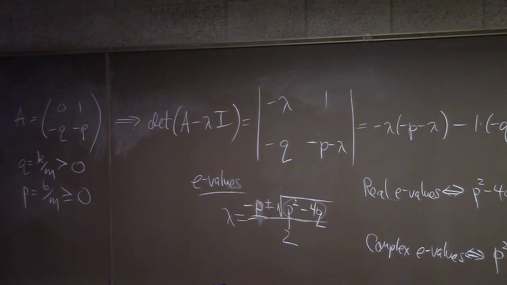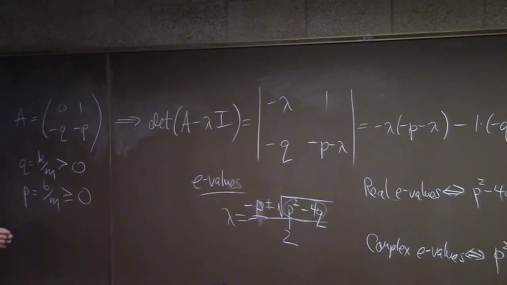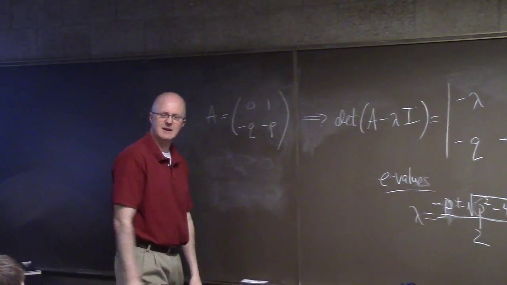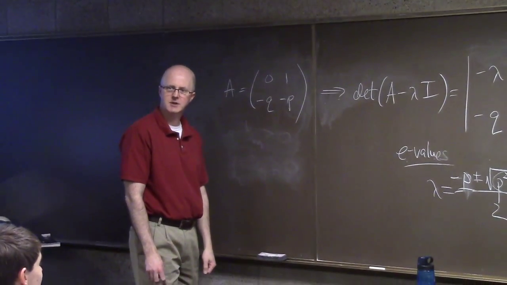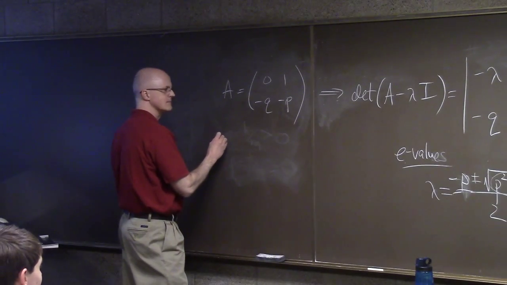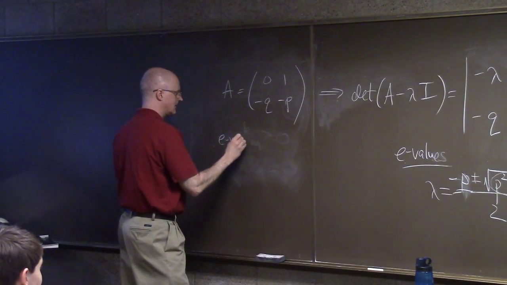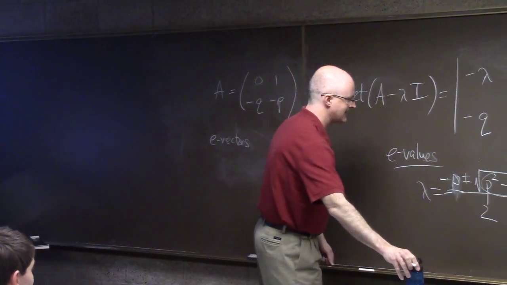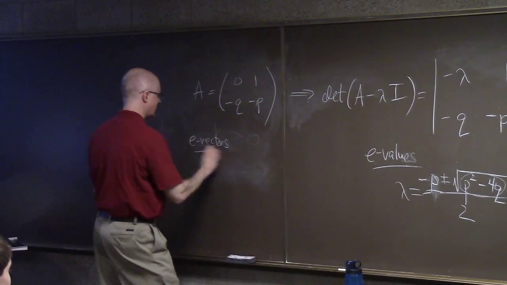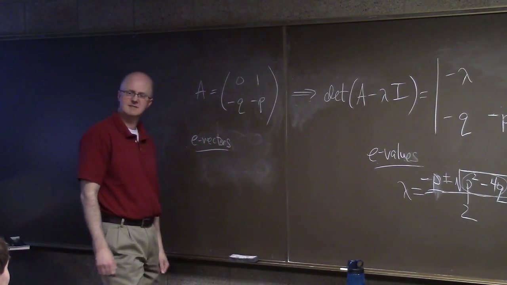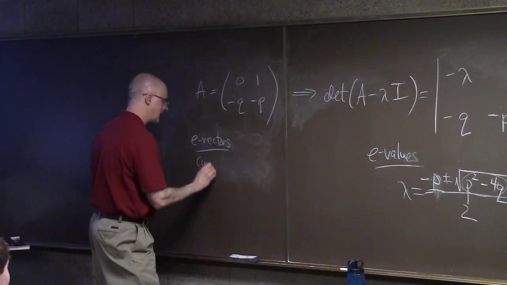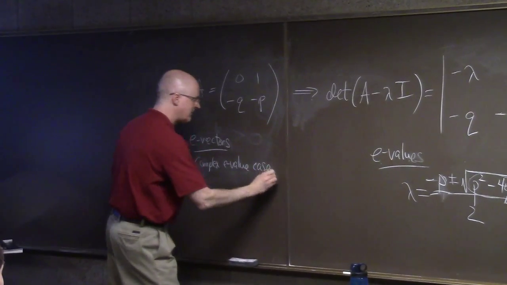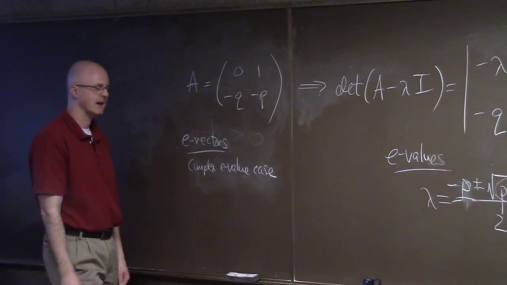What about eigenvectors? Is this worth thinking about here? Well, if I'm going to think about eigenvectors, I think I want to simplify my notation. Let's actually do the complex case. Complex e-value case. You can also think about the real eigenvalue case.